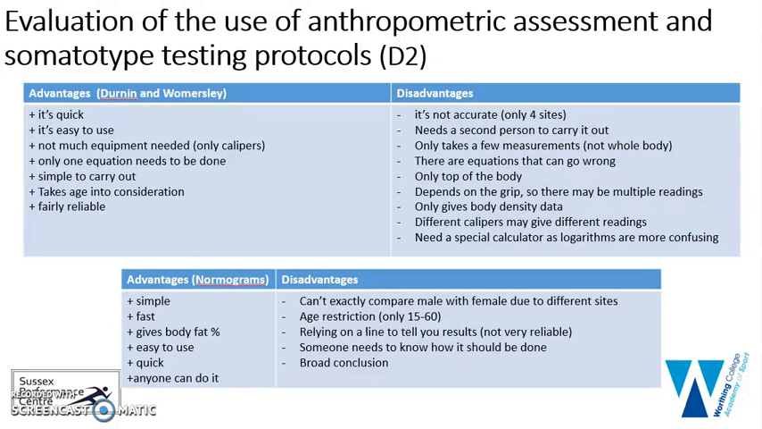Next, onto nomograms. They are simple and fast to use. They give you body fat straight away, and anyone can do it. However, you can't exactly compare males and females due to the different sites being measured. There is an age restriction, it only shows body fat percentages for people between 15 and 60 years old. It's relying on a line to tell you your results, therefore it might not be as reliable.